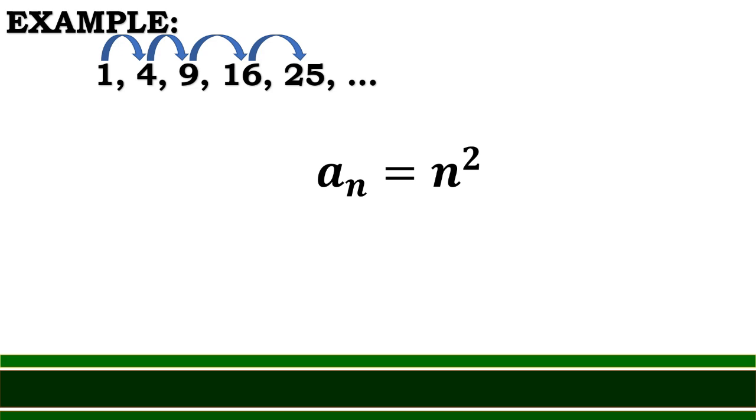So try natin. What is 1 squared? 1 squared is still 1. The second term, 2 squared will be 4. 3 squared will be 9. 4 squared will give you 16. And 5 squared will give you 25. Okay? So, always remember, kung makakita tayo ng sequence na lahat ng term ay perfect square numbers, the general form for perfect square numbers is a sub n is equal to n squared.